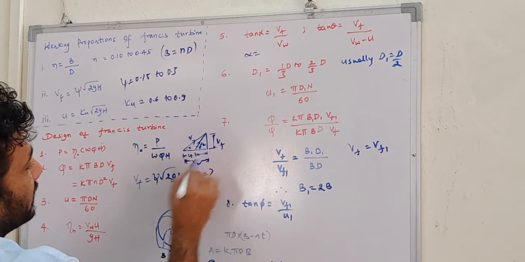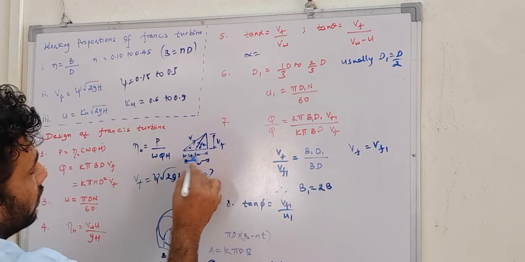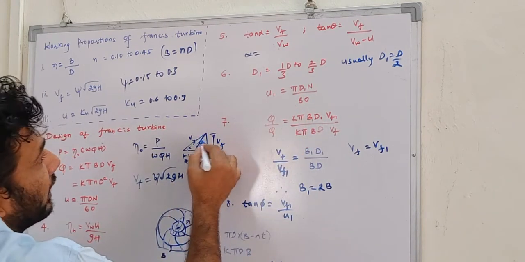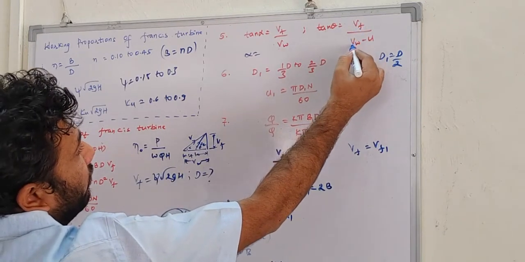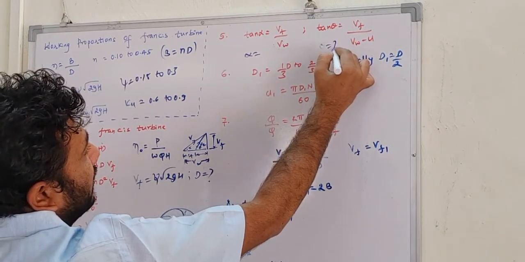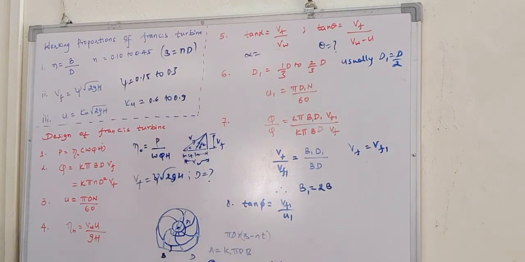How do we calculate this? We must know what this value is, from here to here, this distance. This is Vw minus U. This is the adjacent, and the opposite is VF. So considering this triangle, VF divided by Vw minus U will give you tan theta. From this you will calculate tan theta. So in the fifth step, we will find out alpha, which is the angle of jet, and we will calculate theta, which is the angle of vane.